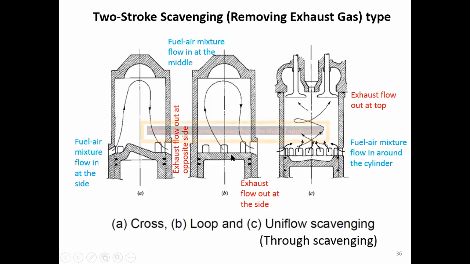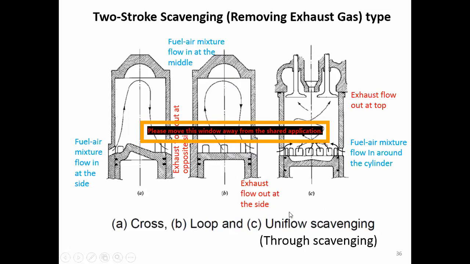How about the loop scavenging? For the loop scavenging, we have the ports around the cylinder. These are considered to be the inlet port. The inlet port here, not the exhaust, the inlet port here. And the exhaust is on the side of the cylinder here. So the air and air-fuel mixture flow in and out like this. Every port here, you have the flow line like this. This is called the loop scavenging.